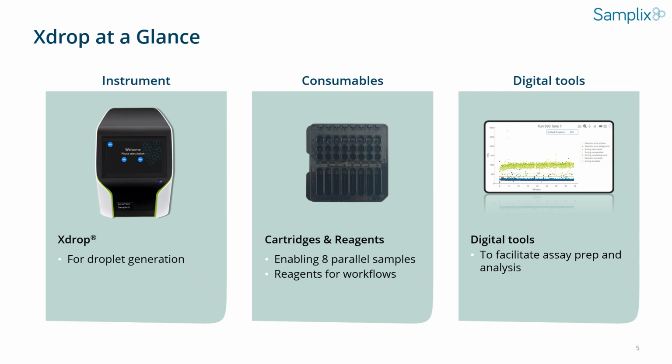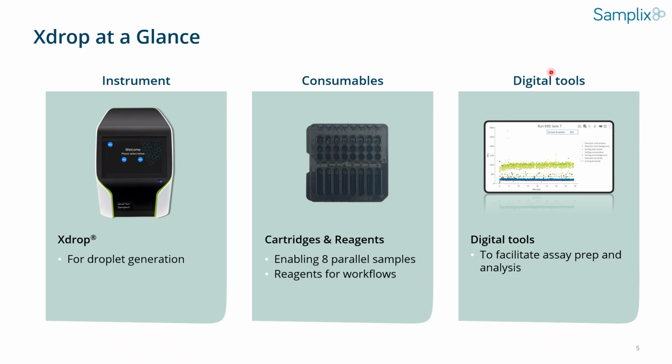Samplix offers three different categories of products. There's the instrument, which is the Xdrop. It is a droplet generator, and it's a benchtop instrument. There are consumables, which are cartridges and reagents. The cartridge is what you see in the picture here. As you can see, there are 8 lanes, as we call them, and each lane will load a sample, so you can process 8 samples in parallel. We also provide oil and other reagents for conducting various workflows.